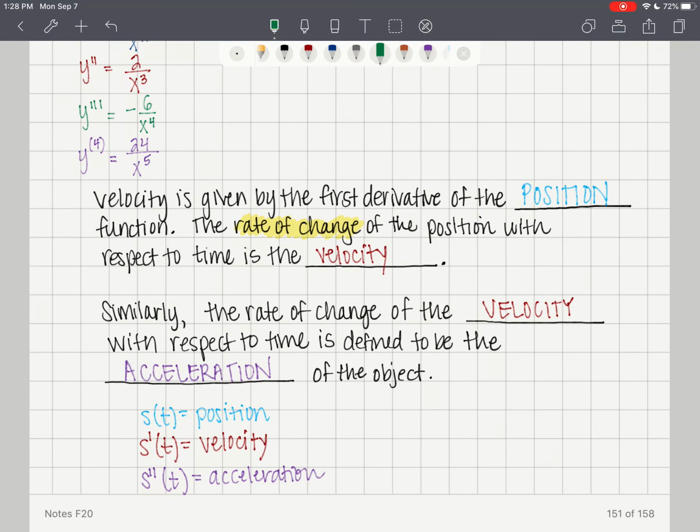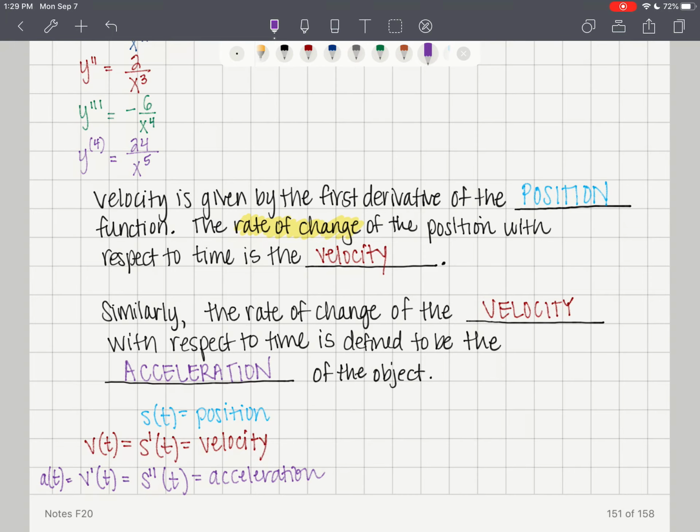So I could say that the first derivative of position is v of t. And I could say that the first derivative of velocity is acceleration. So all of these are synonymous. Acceleration with respect to time is the first derivative of velocity, and acceleration is the second derivative of the position function.